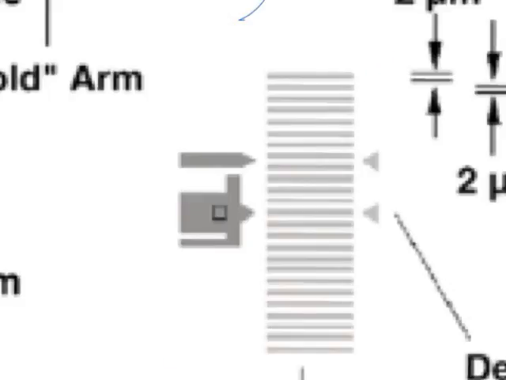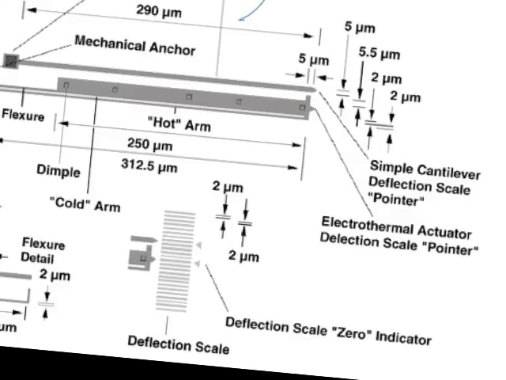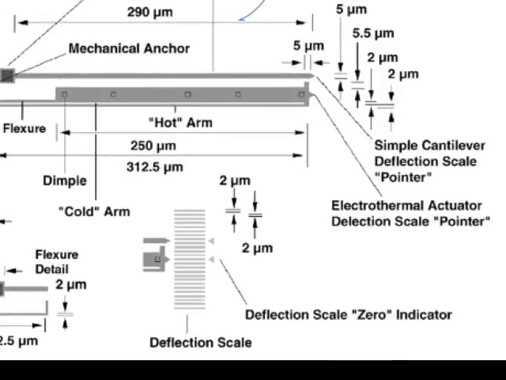And where would those go? They would go over here. See how that lines up? This lines up with this. Okay? So you could put a structure, a deflection scale, right on the end here.